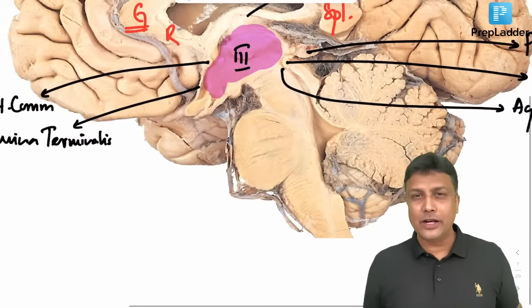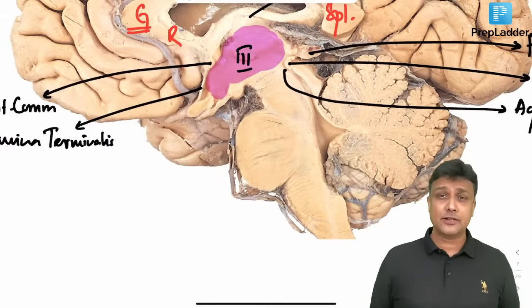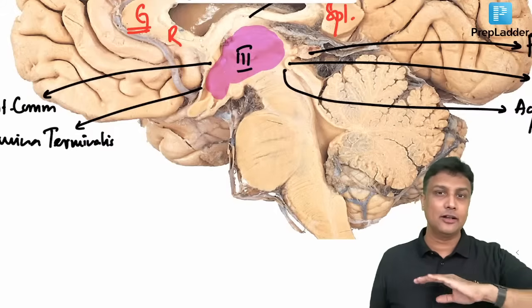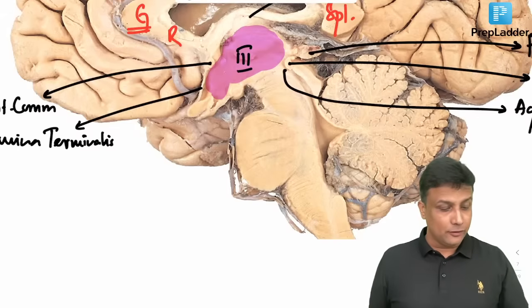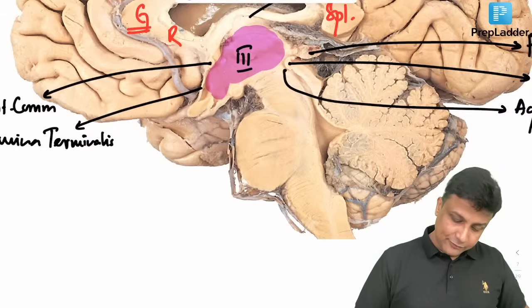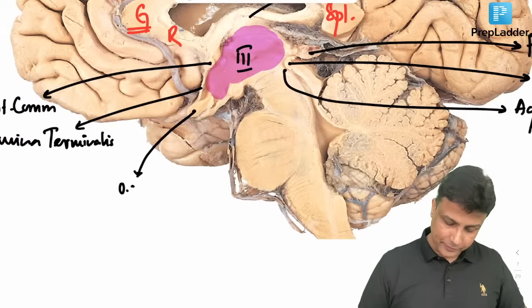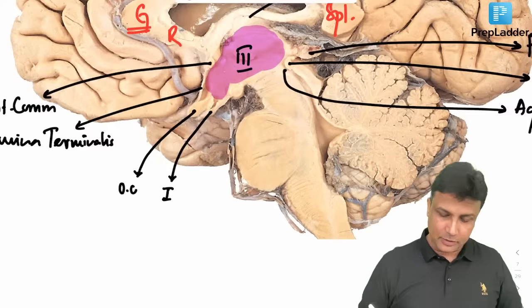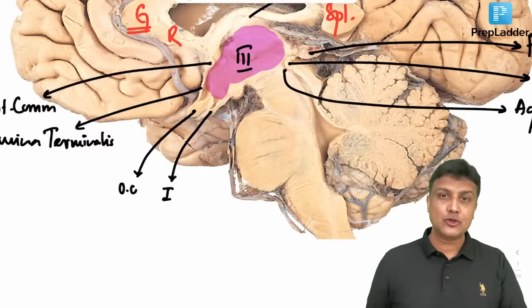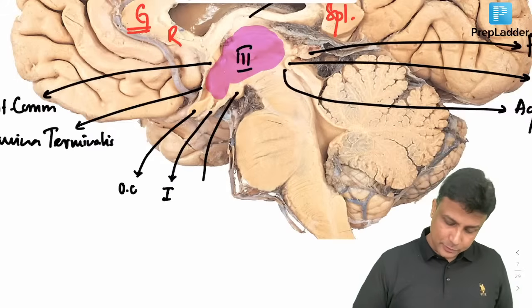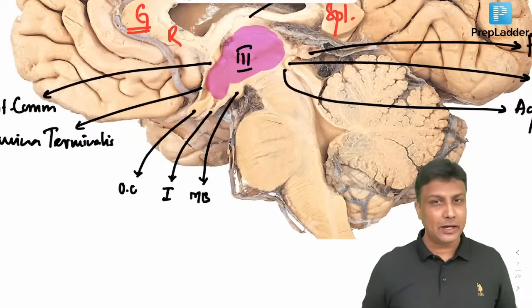Now, my dear doctors, whenever you're preparing for your PG exam or FMG exam, please remember that in every ventricle, the floor of the ventricle is very important. In the floor of the third ventricle, you'll see a crossing, and that crossing is referred to as the optic chiasma. Just behind the optic chiasma there is the infundibulum. Infundibulum is nothing but your pituitary stalk, and it attaches to the pituitary gland. Behind this, you'll be able to appreciate the body, and this body will be the mammillary body.